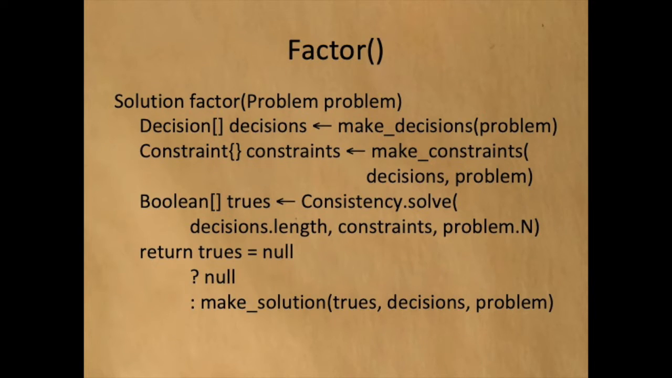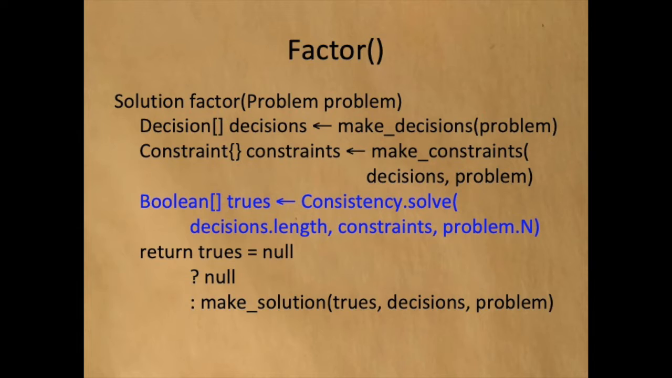This is the factor algorithm. The algorithm first creates an array of decisions to spell out explicitly what each decision means. Then the algorithm creates a set of constraints that identify which pairs of decisions are inconsistent with each other. Then the algorithm calls the consistency solve function to actually solve the problem.